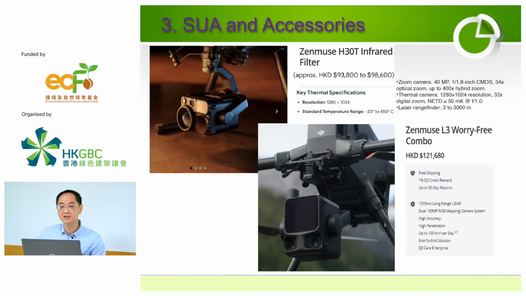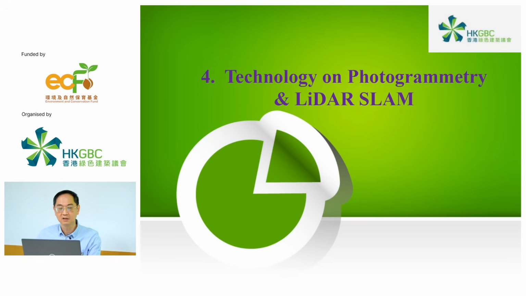And then the other one is the Zenmuse L3. L3, it is the laser, equipped with laser and the RGB cam. So with those, we can carry out our building inspection or the photogrammetry. Now let's talk about the technology. I will talk about the photogrammetry first, and then later on the LiDAR SLAM.